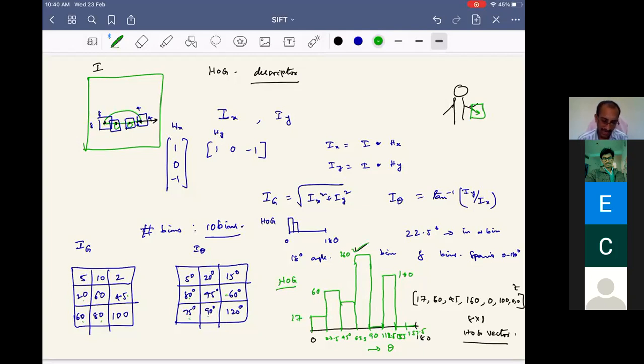So here, what is the dominant orientation? If you would like to put a value, between 67.5 and 90, we can put that itself as the dominant orientation. So here we can consider this as the dominant orientation.